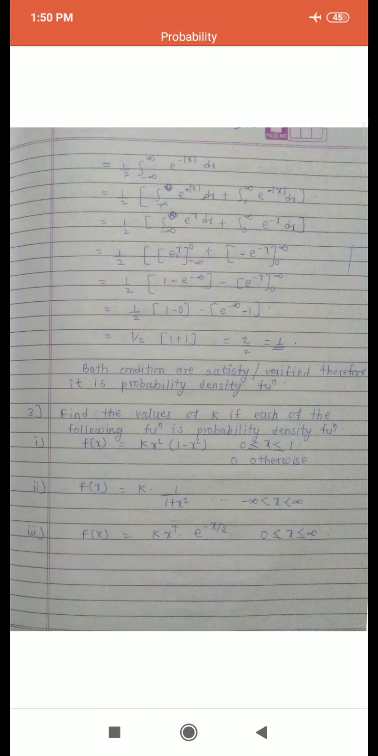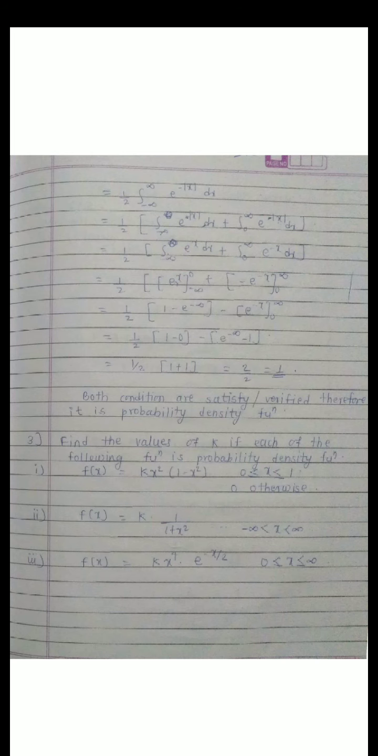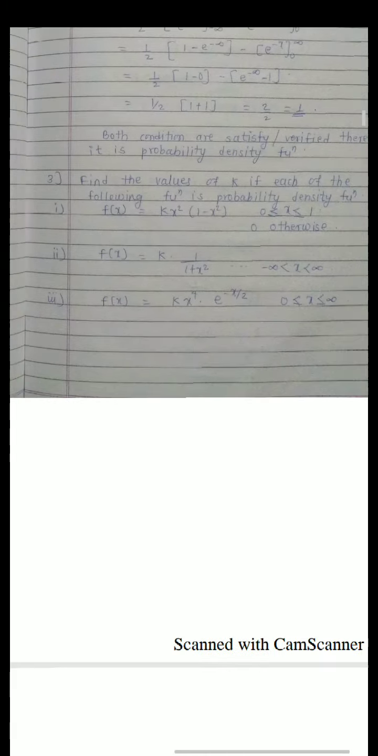Similarly, the third example is: find the values of k if each of the following functions is a probability density function. The information given is that all these are probability density functions, meaning they satisfy whatever conditions are required for a probability density function. Our target is finding the value of k. Given that f of x is equal to k x square into 1 minus x square, for x between 0 to 1, and 0 otherwise, and f of x is a probability density function.